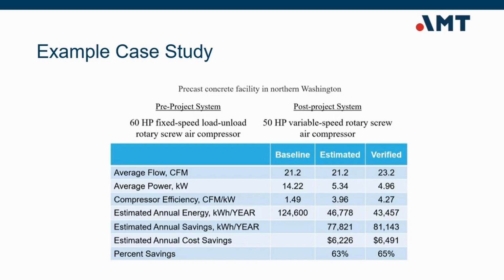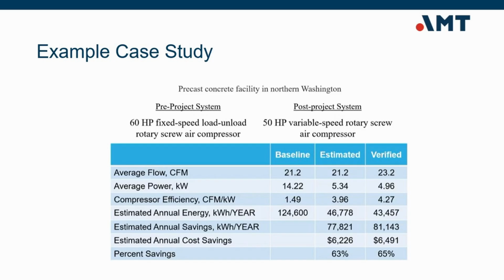In cost terms, that equates to roughly $6,000 per year in savings from a single system improvement. And remember, this does not include secondary benefits such as improved pressure stability, reduced compressor cycling, lower maintenance stress, and extended equipment life. This case study highlights a key lesson.